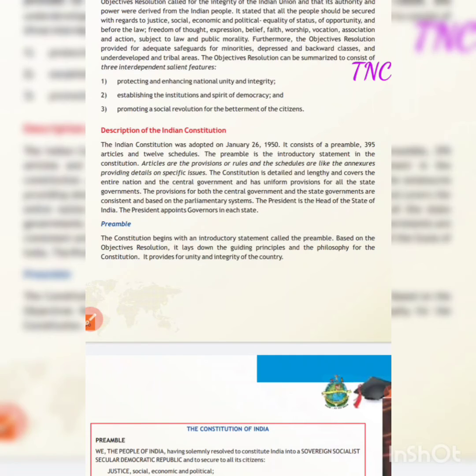As we know, if there is a book, index is its introductory part, what all is contained in the book, that is given in the contents section or the index section of the book. So similarly, what all is given in the Constitution as a book, that is given in the index part of it, which is known as preamble. Articles are provisions or rules, and schedules are like the annexures providing details on specific issues.